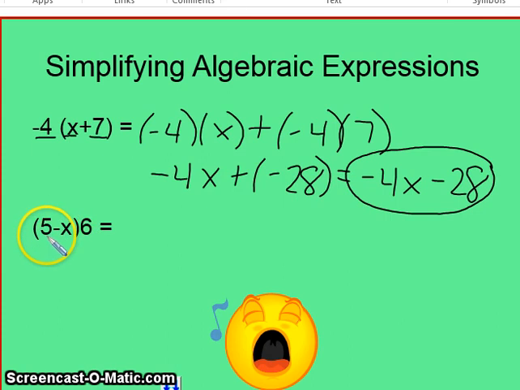For this next one, I have 5 minus x times 6. Now, it doesn't matter that the 6 is on the right side this time instead of the left side. It's still being multiplied by a quantity in parentheses. So again, we can use the distributive property. I can multiply the 6 by each term inside the parentheses. And here my terms are 5 and x, because they're what's being separated by subtraction. So I can rewrite it as 5 times 6 minus x times 6.